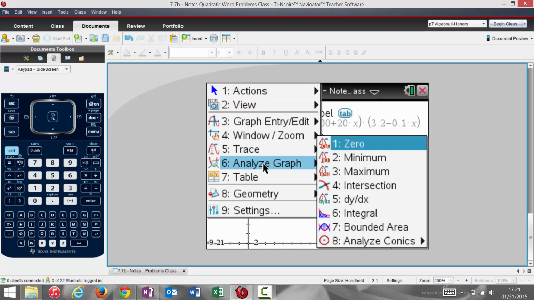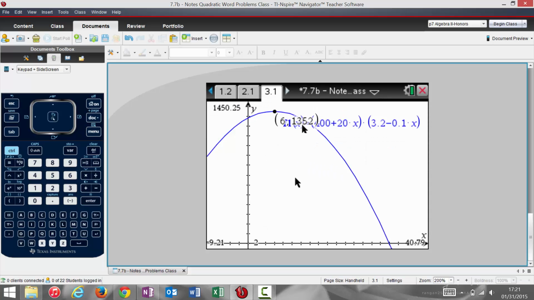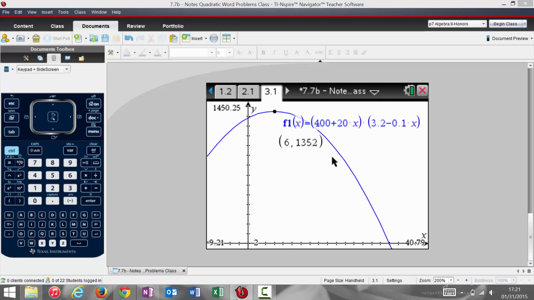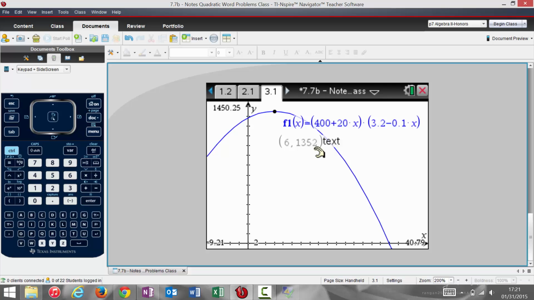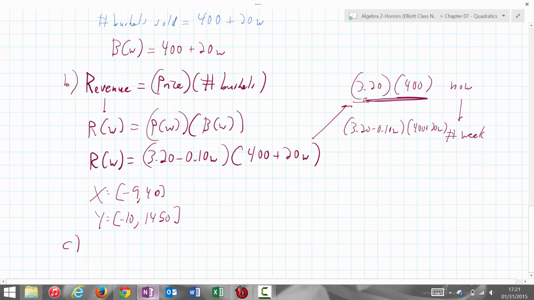So if I go menu, analyze graph, max, left, right, I don't see that. Let's just move that down. Remember, you guys can click, hold, drag. I get 6 weeks and 1352. So the question just said, what is the time? So she should wait 6 weeks to maximize revenue.